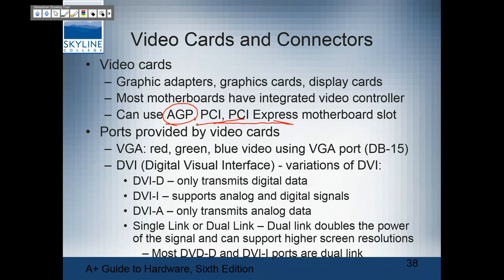VGA: red, green, blue, VGA port, DB15. When we look at those, they're typically going to be blue in color. They're going to be 15 pins, three rows. I think they still want you to be able to identify this one on the A+. DVI-D, digital cable. DVI-I, analog or digital. DVI-A, analog signals. So we have the different DVI, digital visual interface, variants.